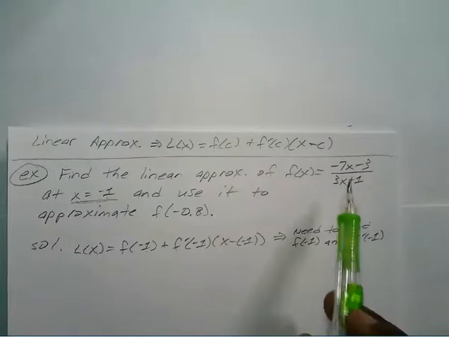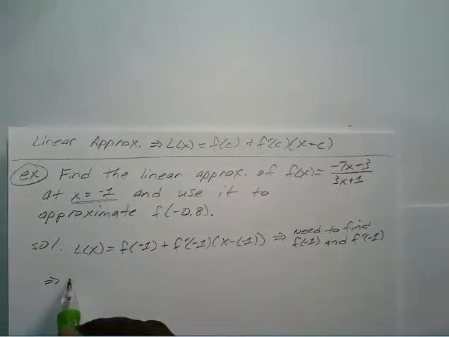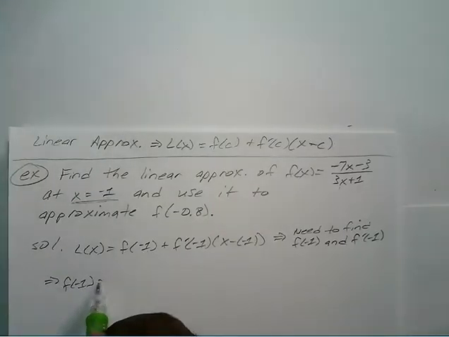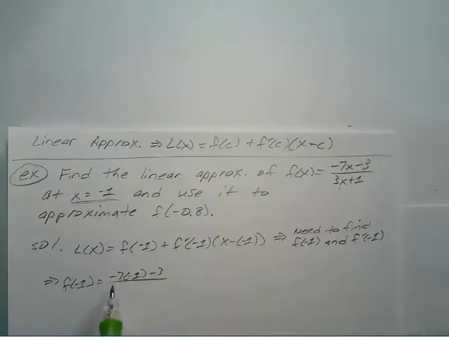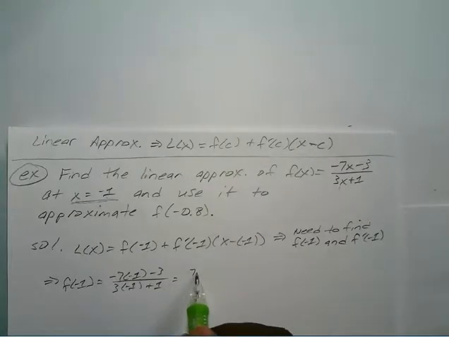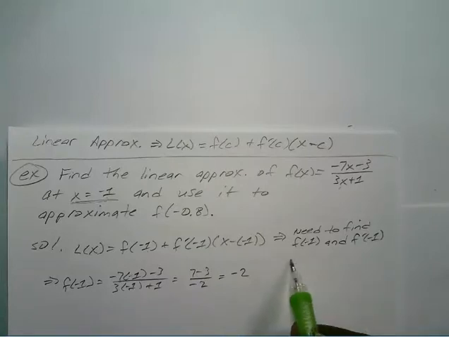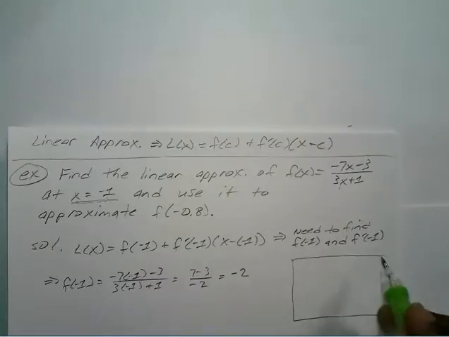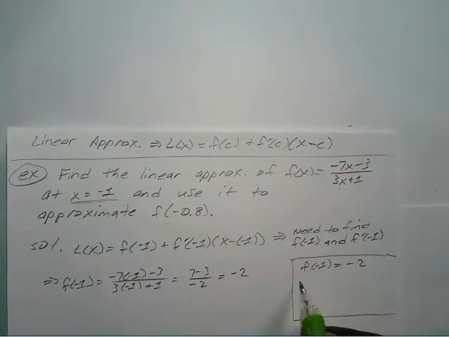Okay, so f of negative 1 is pretty easy. We just plug in negative 1 for our x values. So f of negative 1 is negative 7 times negative 1 minus 3 over 3 times negative 1 plus 1, which gives us 7 minus 3 over negative 2, which is negative 2. So we know that f of negative 1 is equal to negative 2.